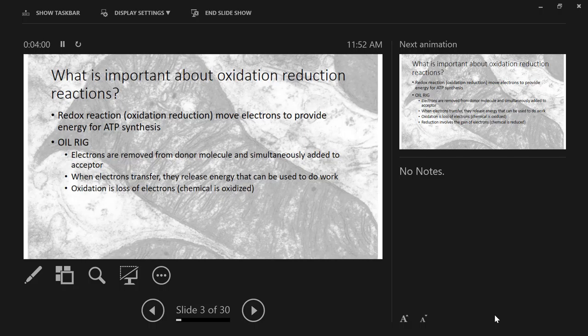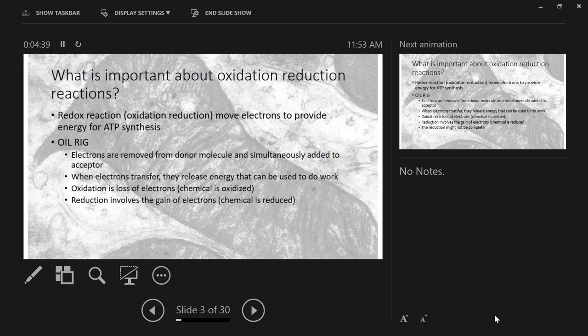Oxidation is loss. Reduction is gain. If something loses electrons, we say it is oxidized. Probably the most familiar place you've seen that term is in metals exposed to oxygen that become oxidized, as iron rusts or copper gains its patina, or you leave an apple out on the counter and the sugars in that apple oxidize. But these reactions are happening constantly inside every cell in your body.